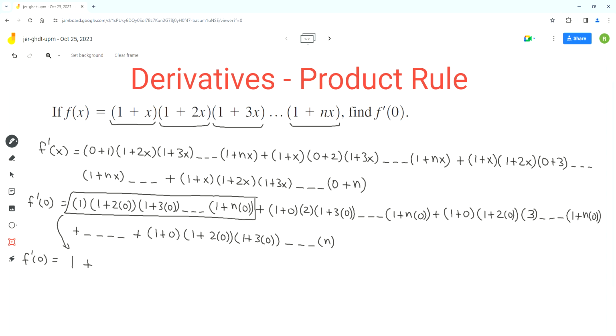and then plus. Now the second part of this extended product rule, so the 1 plus 0 is 1, then times 2. So this whole expression will reduce to just 2. So it will be 1 times 2, and the third parentheses will also reduce to 1, and it will continue all the way to the last binomial. So the second part will reduce to just 2.